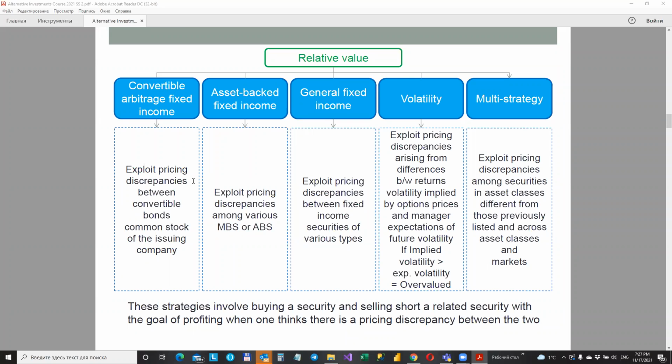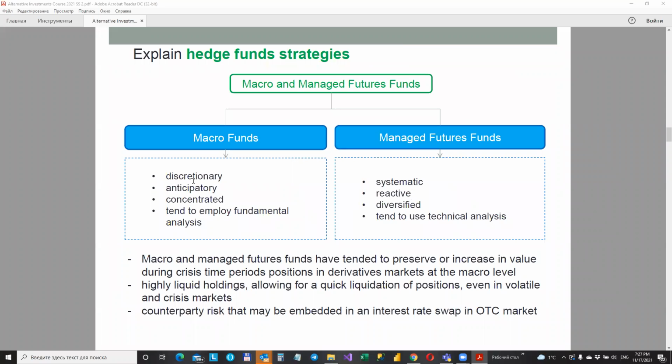So the pros for the multi-strategy, instead of diversification, is also an ability to move your capital across different strategies on a change of the market. And the hedge fund strategies.